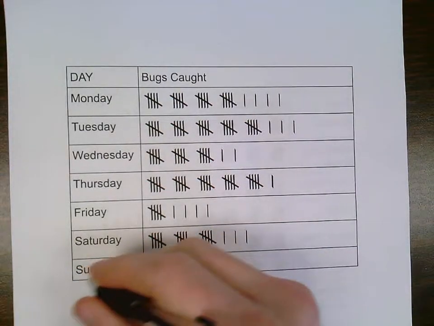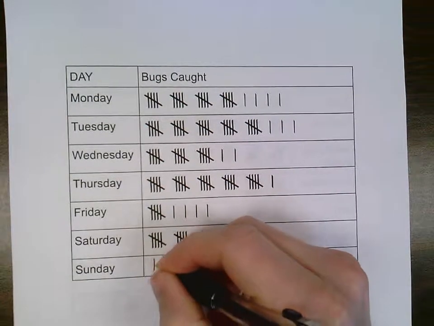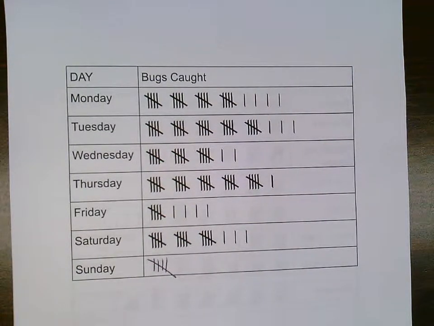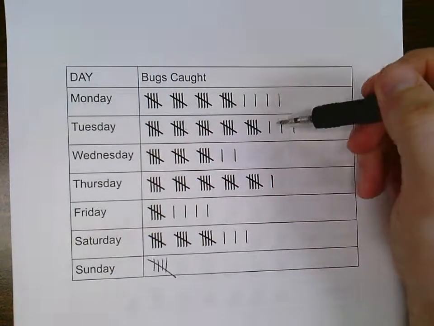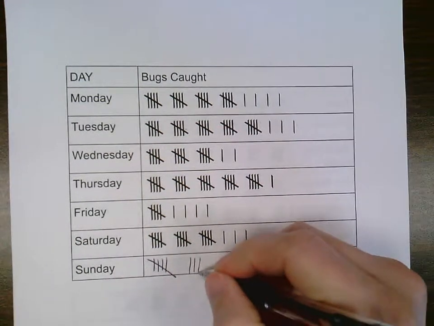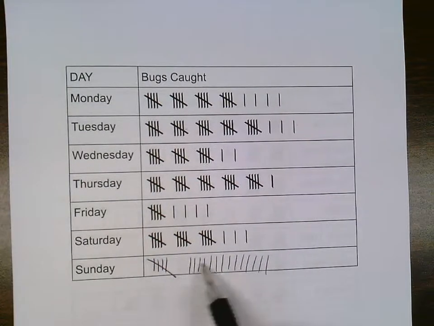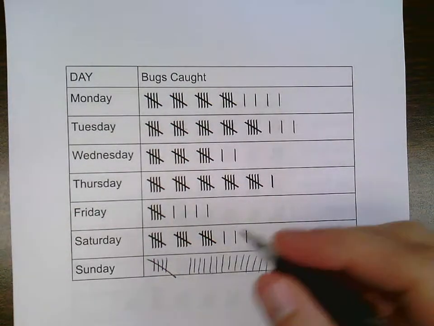So if I were to tally them up on Sunday here, it'd be 1, 2, 3, 4, and then a slash. Now the reason they do that is so it's easier to count. With these I can just count 5, 10, 15, 20, 25, 26, 27, 28, very, very simply. But if I just put 28 lines in a row, I can't count that very easily. I'd have to count each one individually, and I'm probably going to get messed up along the way. So once again, on every 5th one we put a slash.